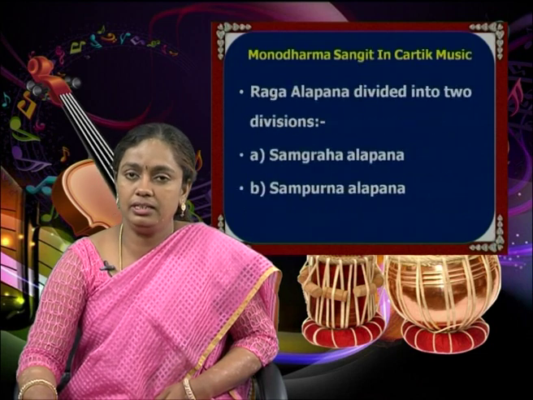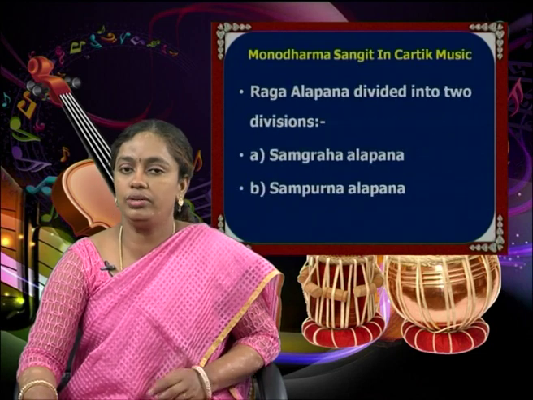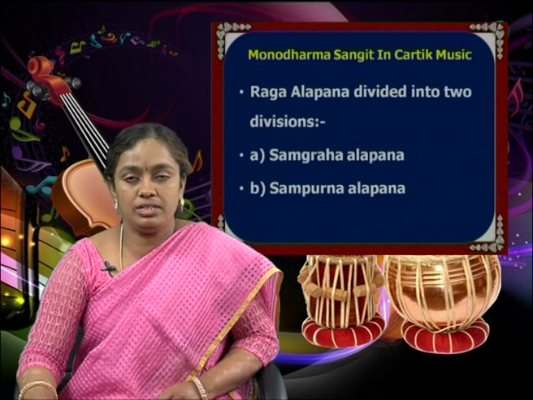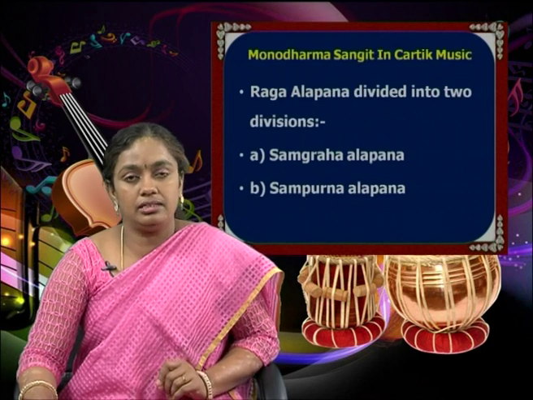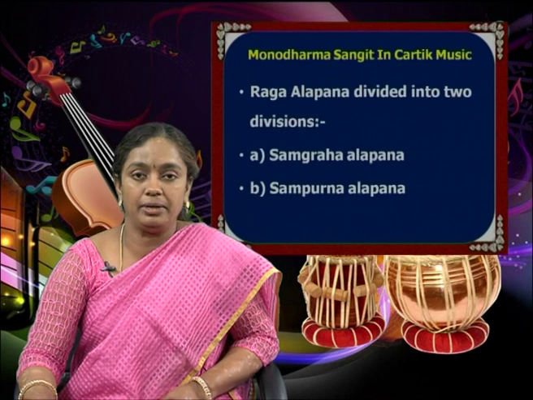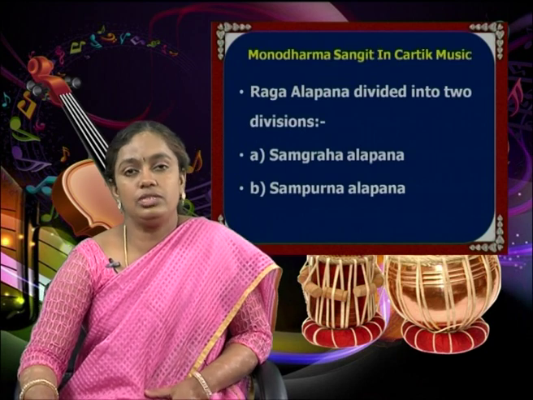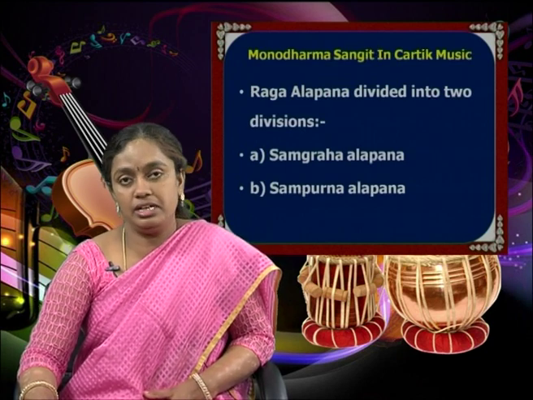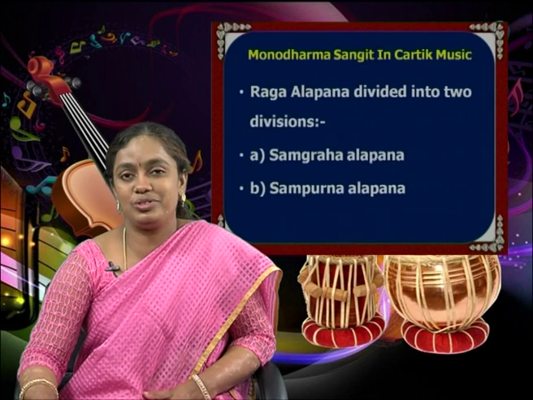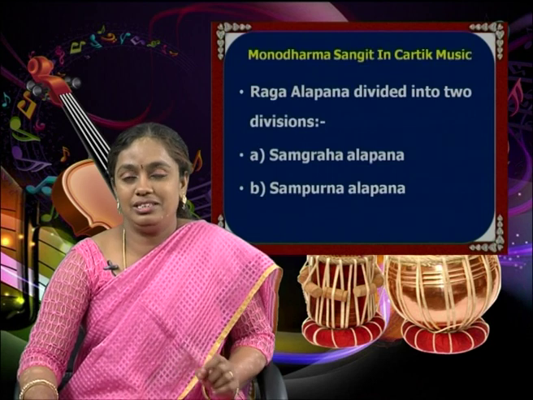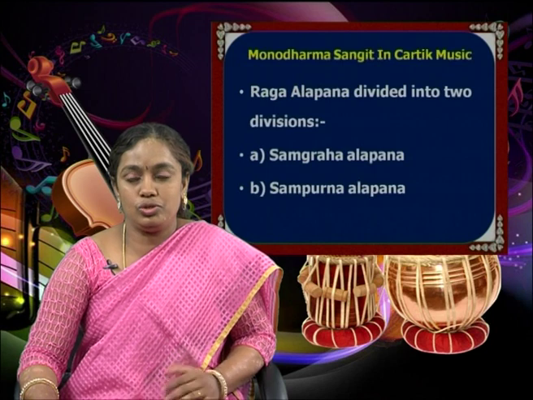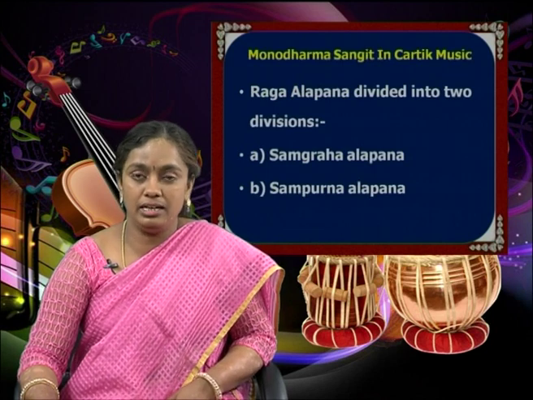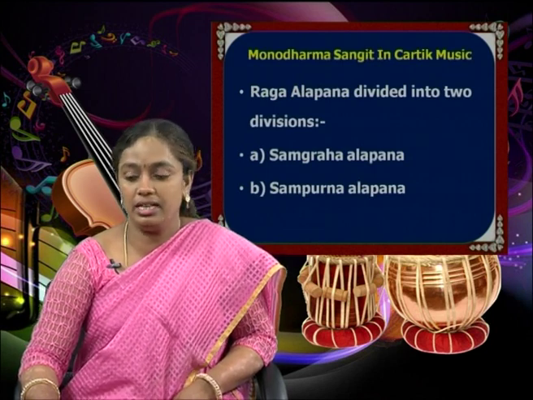The Raga Alapana is mainly divided into 2 divisions. The first one is Sangraha Alapana and the second one is Sampurna Alapana. And the usage of Ananta, Tanam, Tadarinatom, these are the words used to sing Raga Alapana. I just wanted to show some examples of this Alapana style in Carnatic Manodharma Sangita style. I am going to show Chakravaka Raga Alapana, how it is sung.